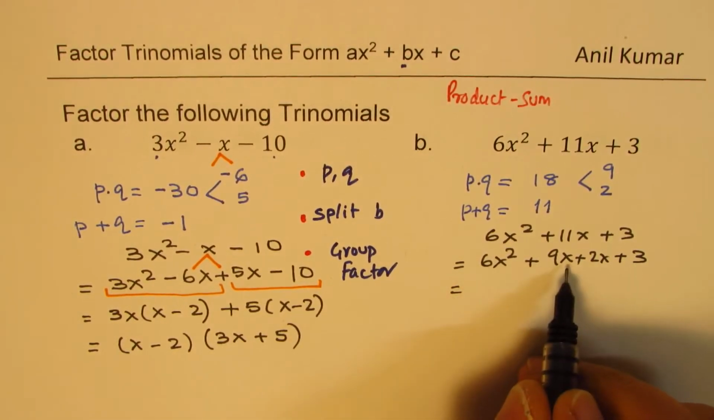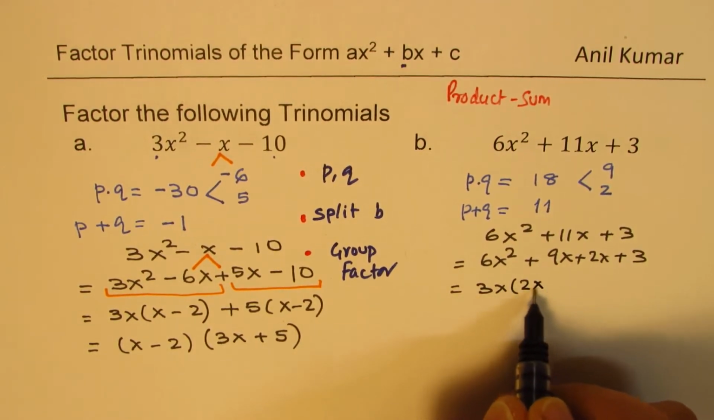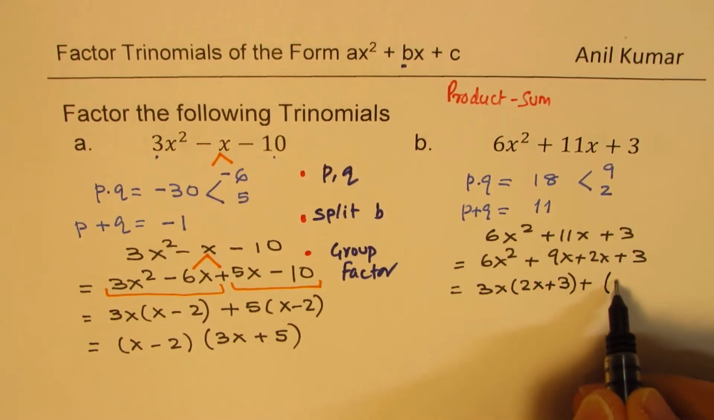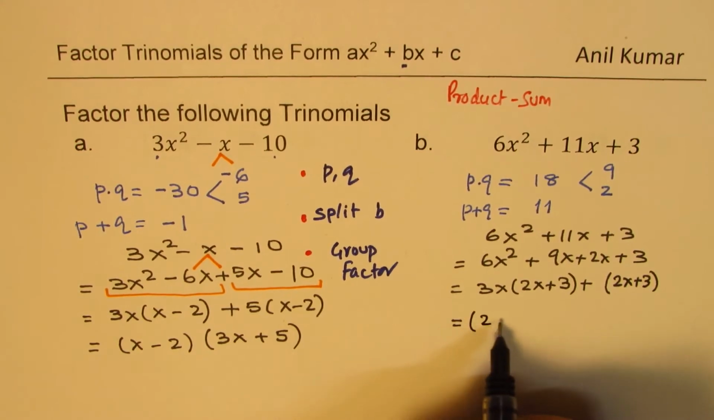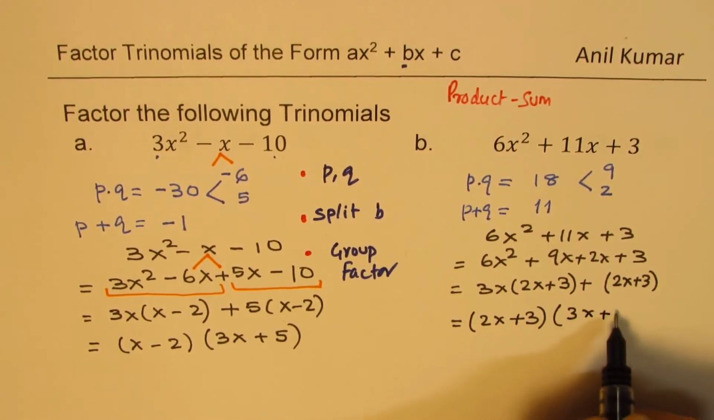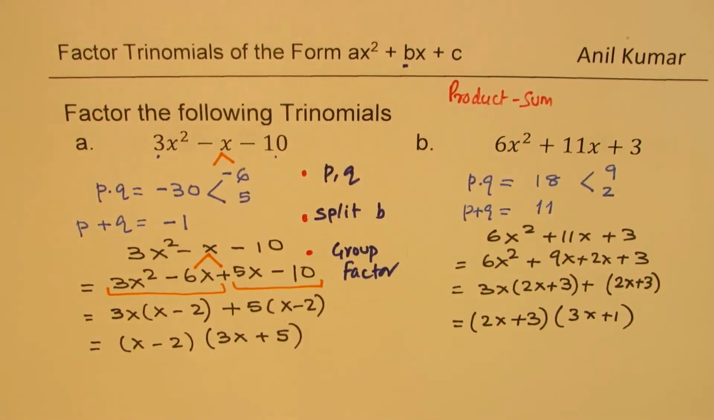Now we group factor. First two, 3x is common, so we get 2x plus 3. Here, 1 is common. No need to write 1. You can write 2x plus 3. Now 2x plus 3 is a common factor. We are left with 3x plus 1. So that becomes our answer. Is that clear to you, right?